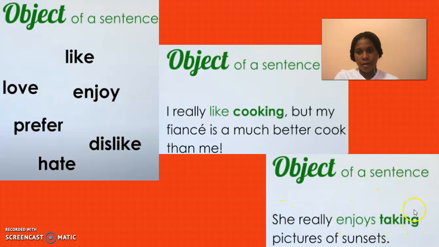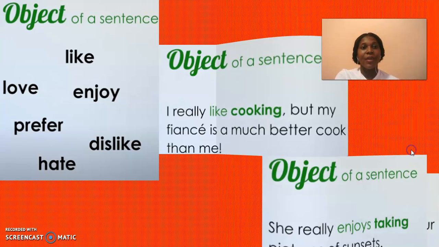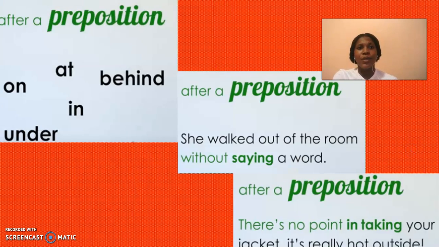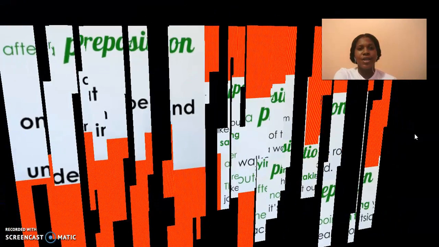Like cooking. Very good. And we have another example: enjoys talking. Very good. The next one, we use after prepositions: on, at, behind, in, under, without. After a preposition, we have an example here. She walked out of the room without saying a word. If you can observe, we use gerund after a preposition. Excellent. Continue.